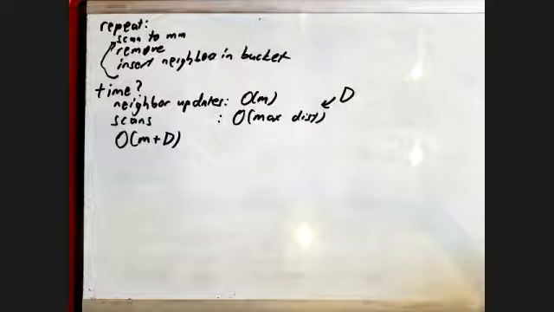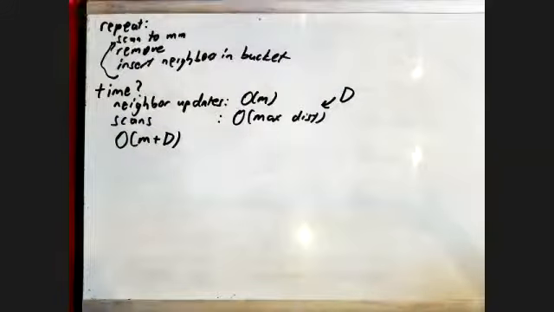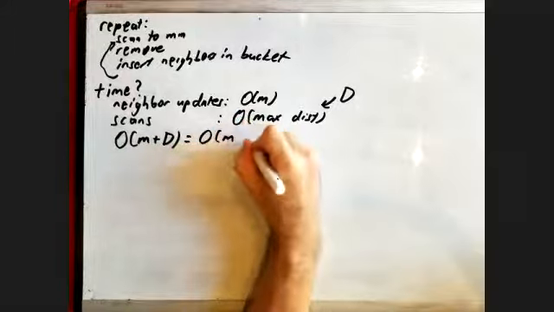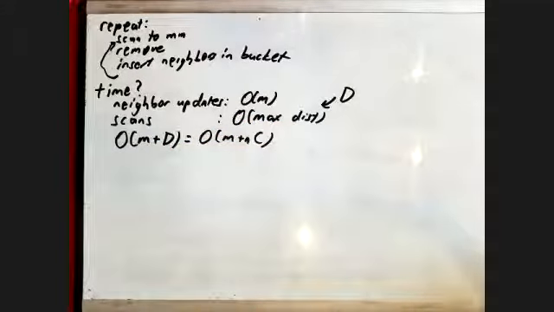Can we bound D by some other parameters? Well, remember that I said that the largest edge cost is going to be C. So what does that tell me about the maximum distance? It's O(NC). Exactly. It's at most NC because your longest path can only have N edges on it, and you can only have C weight per edge. So it's M plus NC.